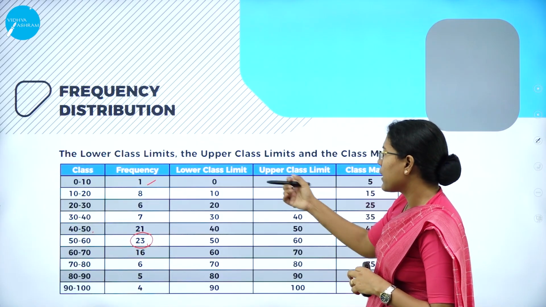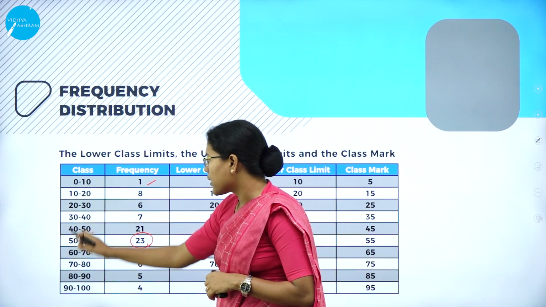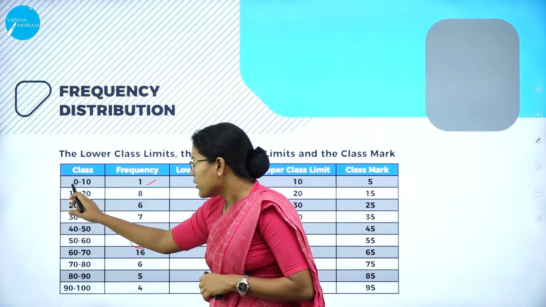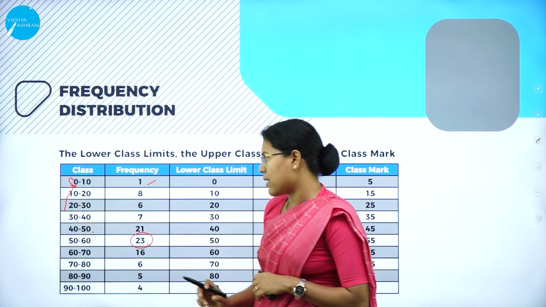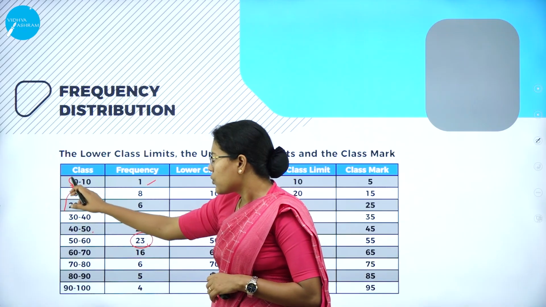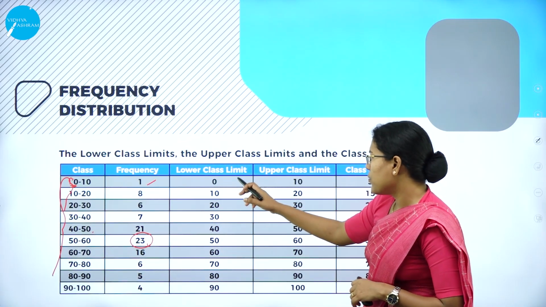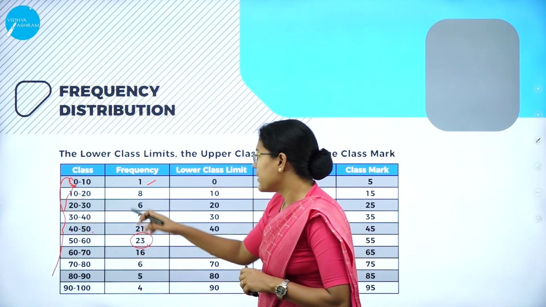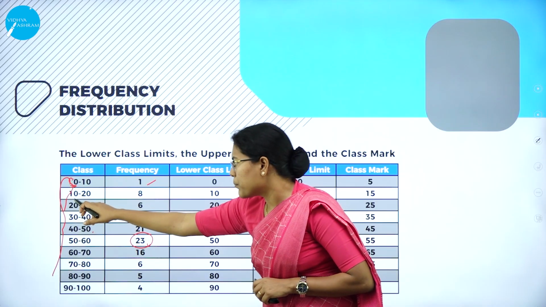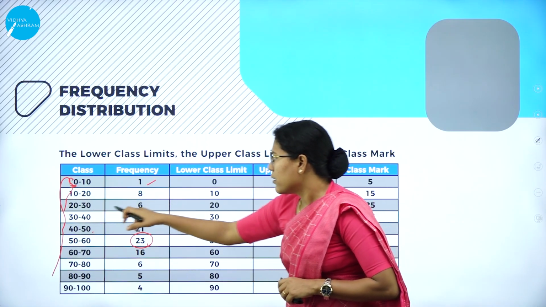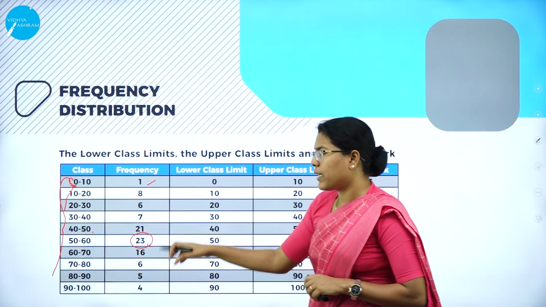Next is lower class limit. Lower class limit is nothing but, see, this is a class, and here the lowest number can be called the lower class limit. So in this way, all these left hand side numbers can be called lower class limits. So in this particular class, the lower class limit is 0, and from 10 to 20 it is 10, next it is 20, next from 30 to 40 it is 30, like that.